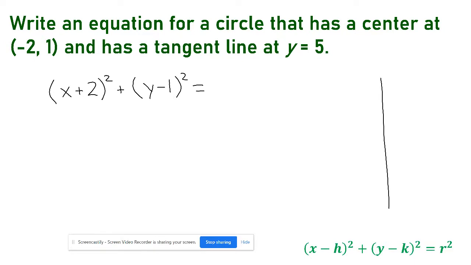So I'm going to sketch a graph again here. So we got (-2, 1). That's our center point right there. The line y = 5. I'm going to go up to 5 on the y-axis: 2, 3, 4, 5. And that'll be a horizontal line where all the y values are 5. So that's my tangent line. So I have a circle that has a center at this point and that will just graze this line.